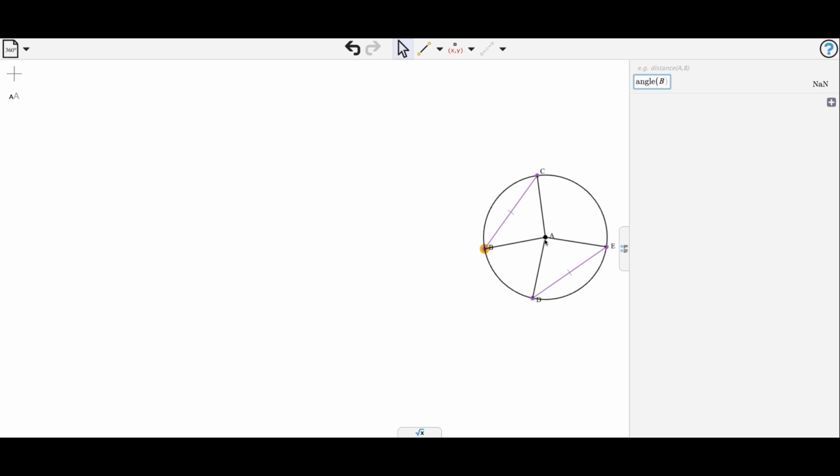So angle BAC is 93.032, and then the other angle, DAE, is 93.032, the same thing. Our first theorem is that chords which are equal in length subtend equal angles at the center of the circle.